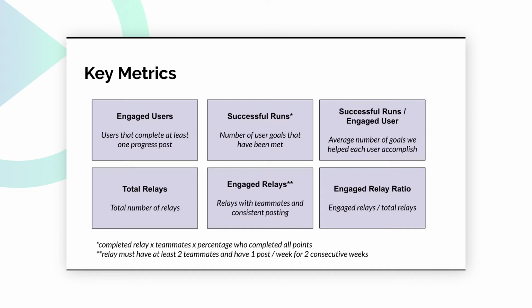So on the top row, we have engaged users, successful runs, and then successful runs per engaged user. On the bottom row, we have total relays, engaged relays, and then an engaged relay ratio. And I'll walk through each one of these in depth as we go through the rest of this presentation.